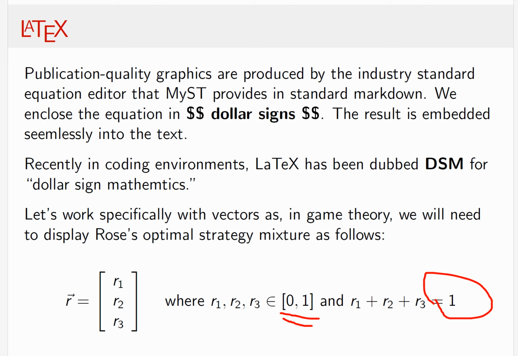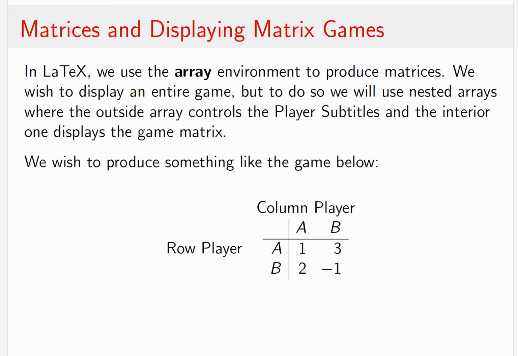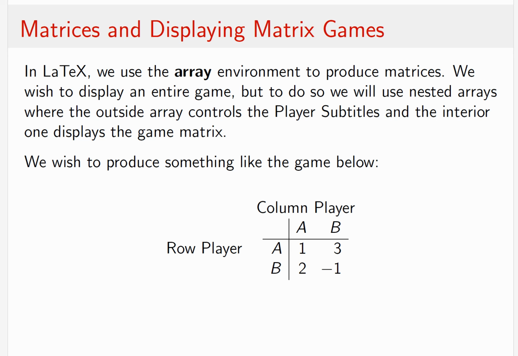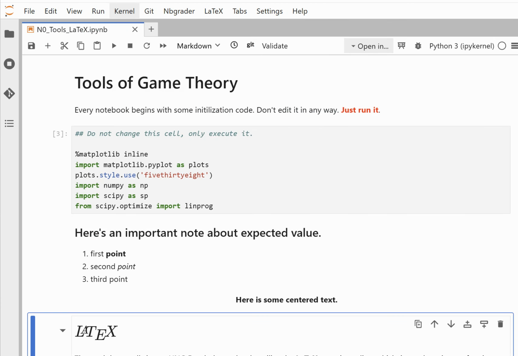I could have the vector 1, 0, 0 or 0, 1, 0, and that would indicate a pure strategy solution. We'll talk more about that. I might have a mixed strategy solution. And we eventually also want to use the same environment. It's the array environment that we will end up using for both vectors and for matrices, right? And we're going to use the array environment to create a game matrix with subtitles there for the players. Okay, so let's jump into our notebook and see if we can get started on that.